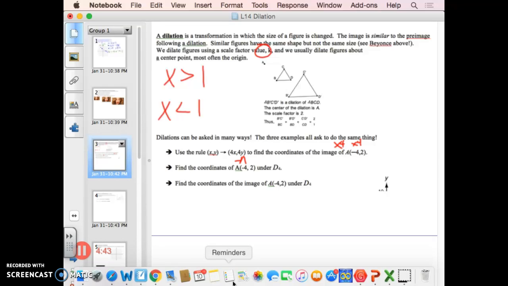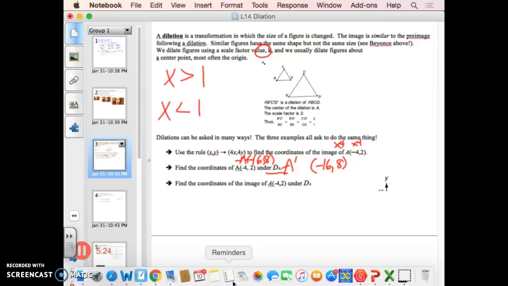So A prime would now be at -16. Find the coordinates of A under D4. This is another way. One way we'll write the rule is (4x, 4y). Another way we can write the rule is simply by writing D4, D for dilation of 4, because both coordinates are going to be multiplied by the same thing. If you don't multiply both coordinates by the same number, you end up with an image that looks either too wide or too tall. So you would get the same answer of (-16, 8).